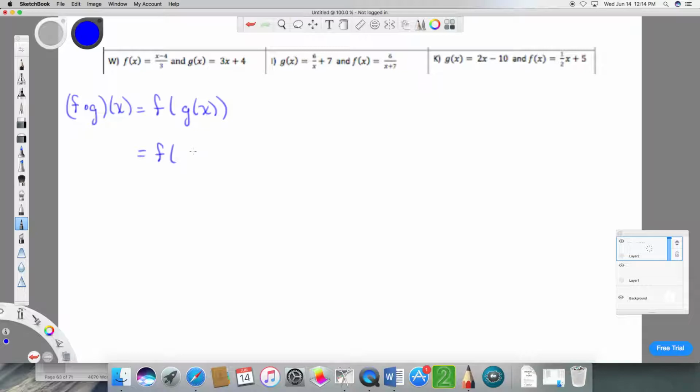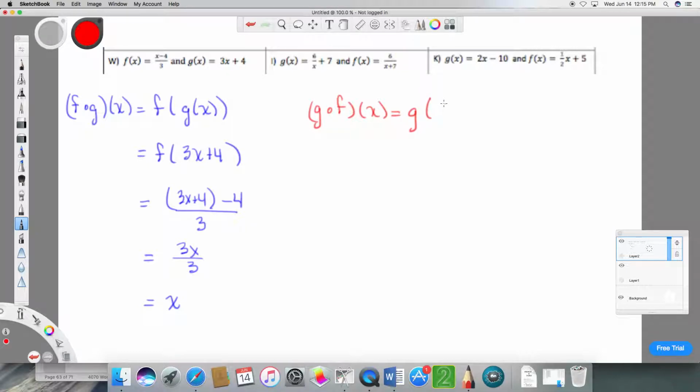G is this linear function 3x plus 4. F is a ratio here where the denominator is always 3 and the numerator is the input minus 4. And for us, this input is 3x plus 4. So we can see in the numerator that the positive 4 and negative 4 cancel, and that 3 divided by 3 is 1. So it's very likely then that these are going to be inverses, but it is necessary for us to find the other composition.